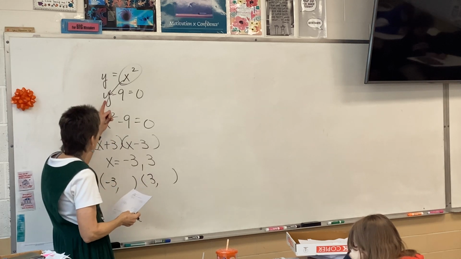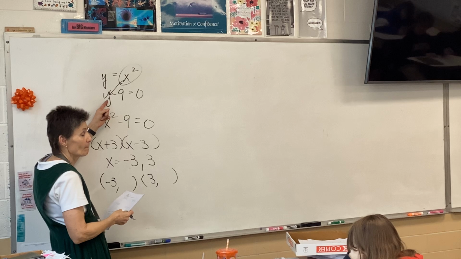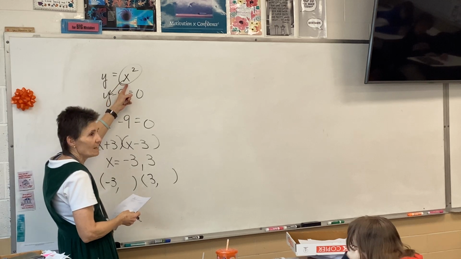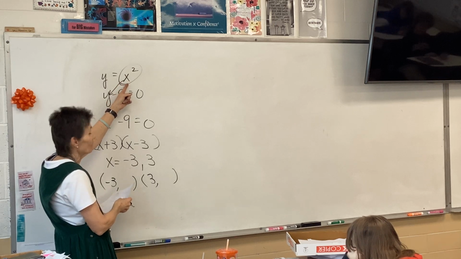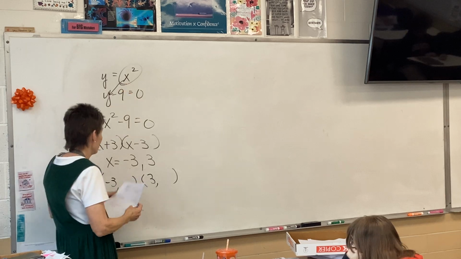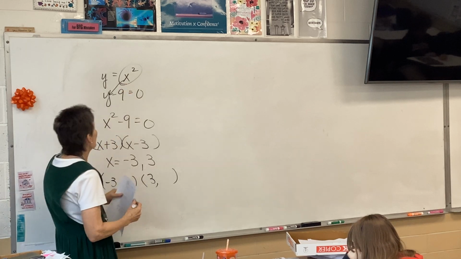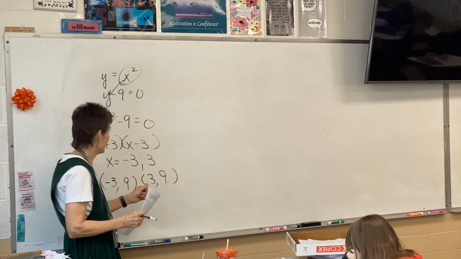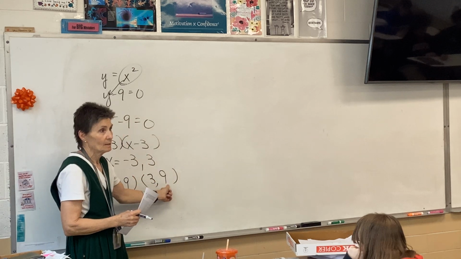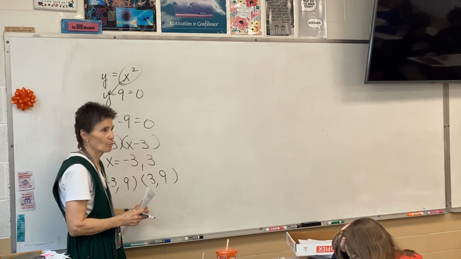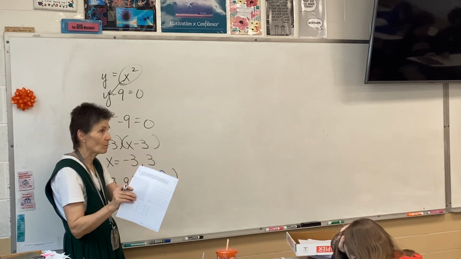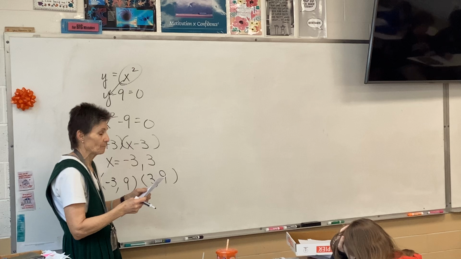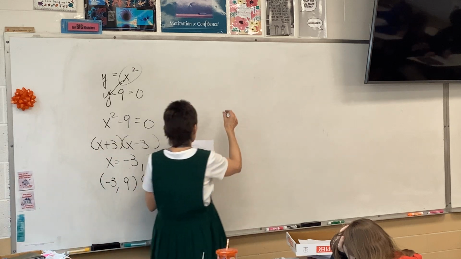So I'm going to come right here. If x is negative 3, then y will be 9. And if x is positive 3, y is also 9. Now normally, these two numbers aren't the same. So we'll write them as two separate ordered pairs, just so we're clear that we have two distinct answers. All right, next one.